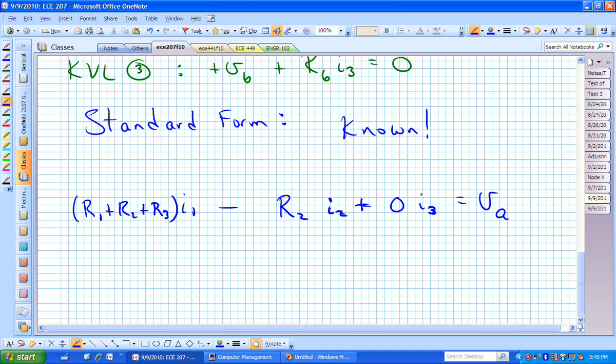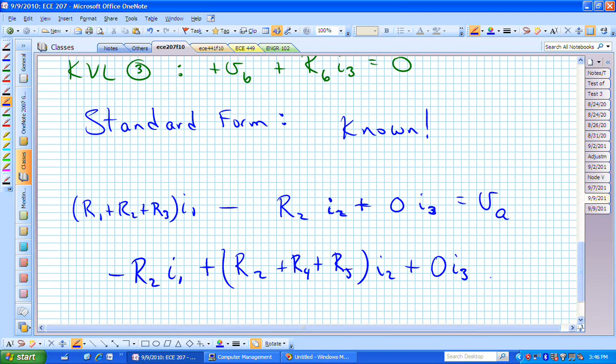If we do the second equation the same way, I'm going to go back and look at my circuit. The three resistors that touch mesh I sub 2 are R sub 2 plus R sub 4 plus R sub 5. R sub 2 is shared with I sub 1 and I sub 2, so that should be a negative R sub 2. And does I sub 2 and I sub 3 share a resistor? No. So again, this one is 0 I sub 3. Is there a source in that particular mesh?